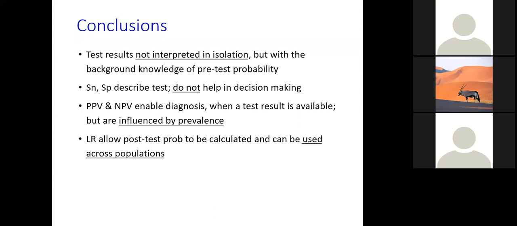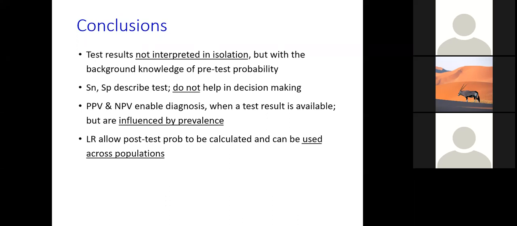Sensitivity and specificity describe the test. They do not help in decision making. It is predictive values that help in decision making. Positive and negative predictive values help enable diagnosis when a test result is available, but they are influenced by prevalence.